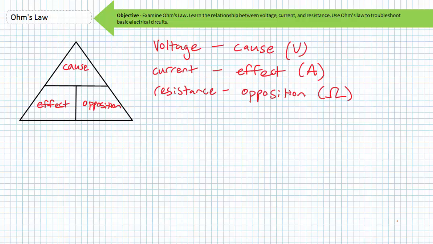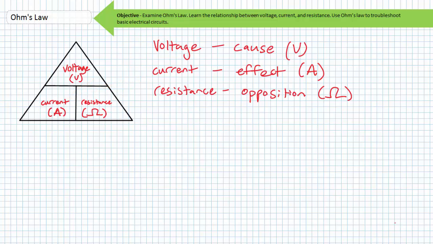What is the cause of charge movement? The cause of charge movement is voltage differential across something in units of volts. Voltage is the cause. What opposes charge movement? Opposition is obviously resistance in units of ohms because an obstacle resists your efforts. Finally, what is the effect of voltage and the property which is being resisted? The effect is moving charges or current in units of amperes.